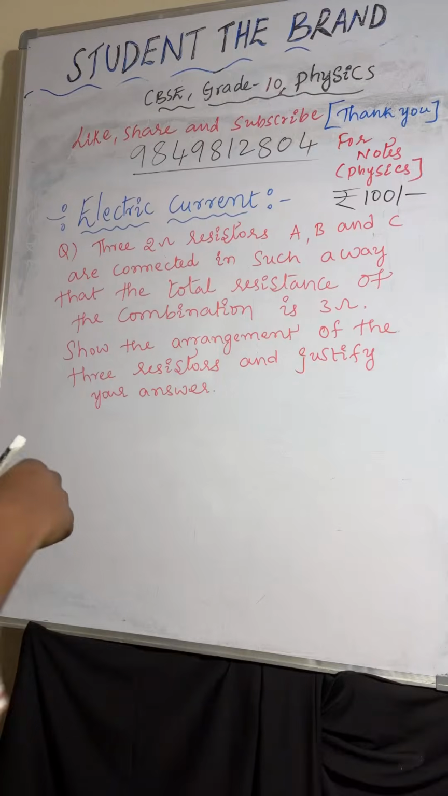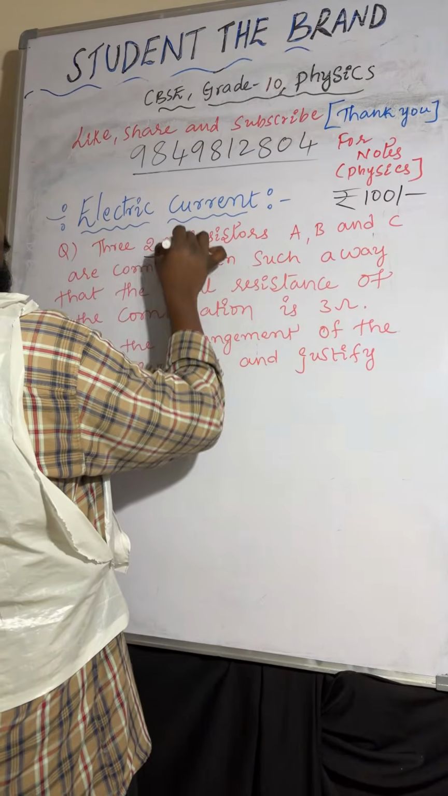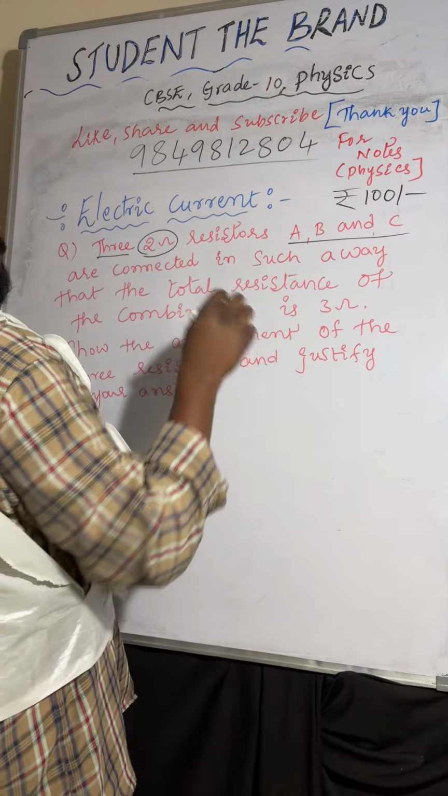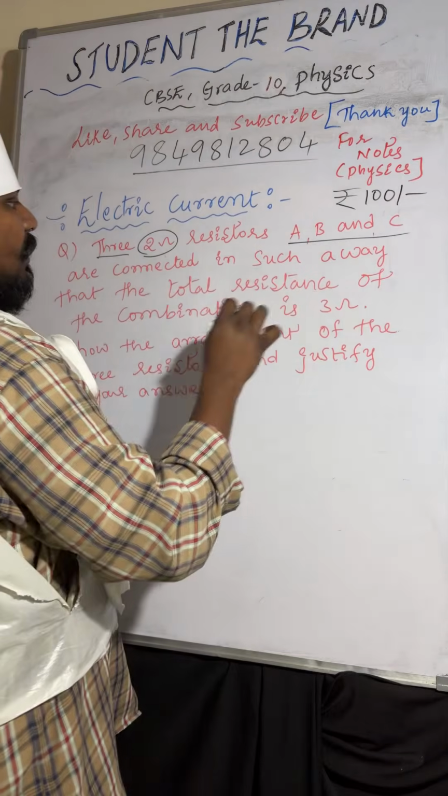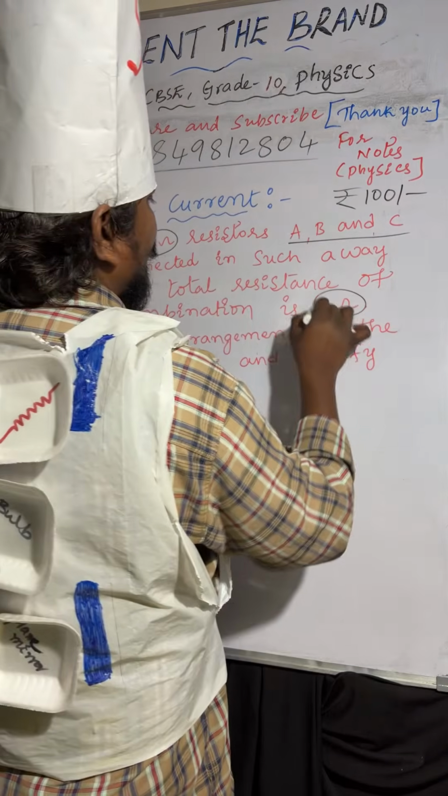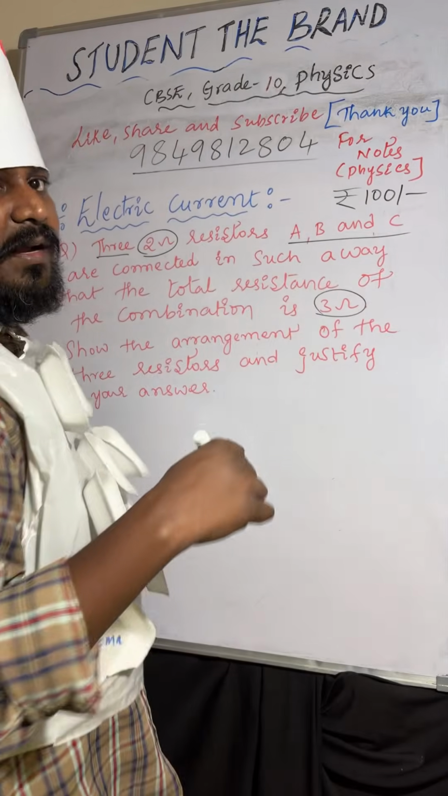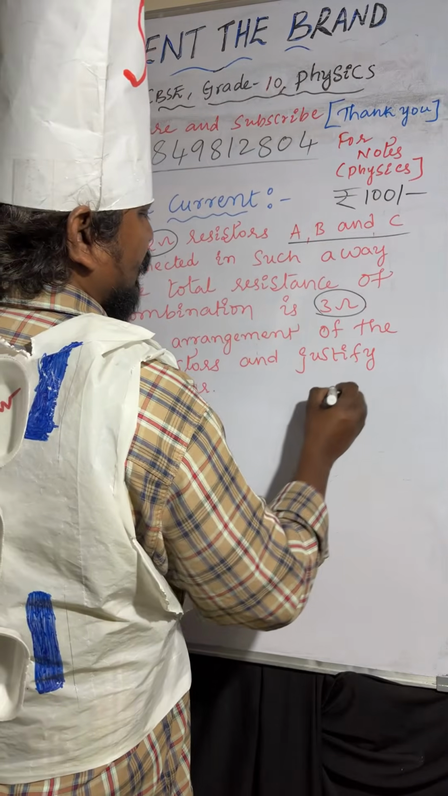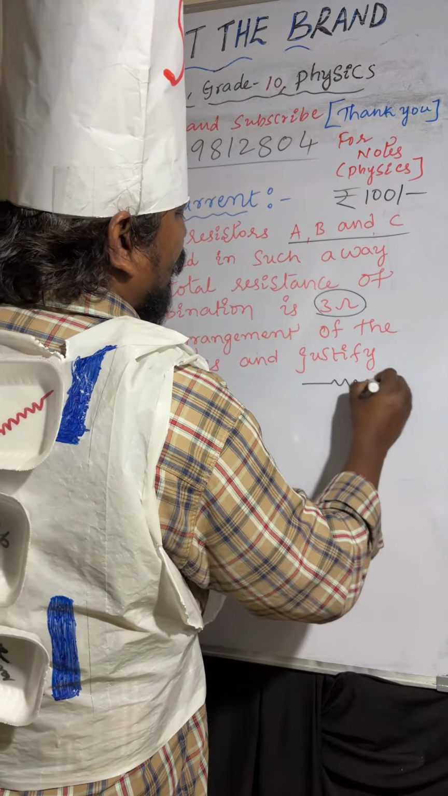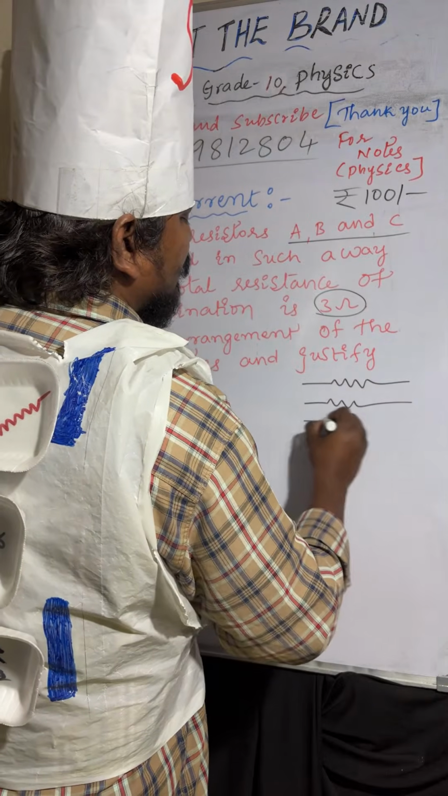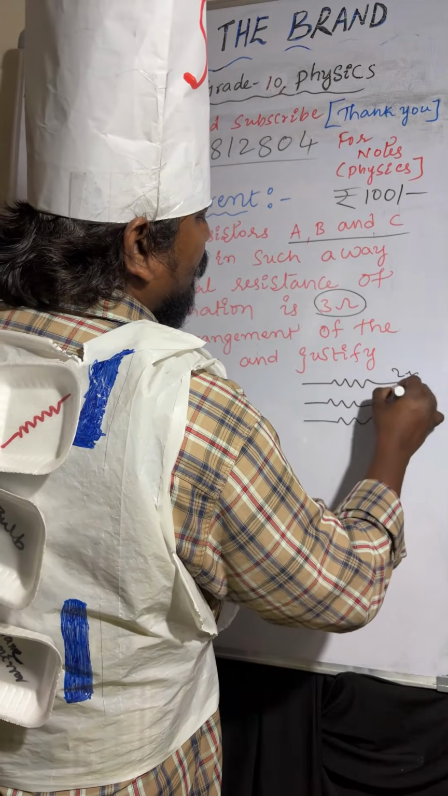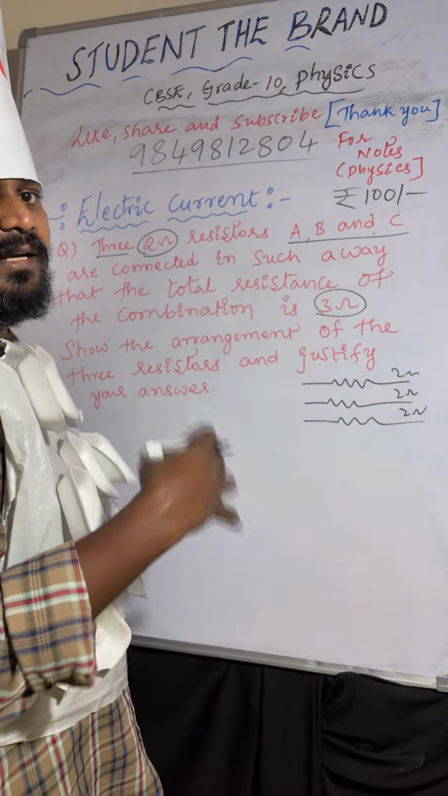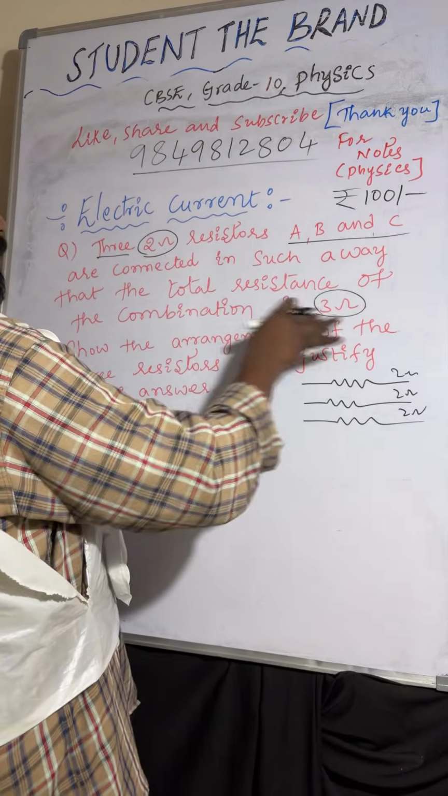So here you can observe, three 2 ohm resistors A, B, C are connected in such a way that total resistance of the combination is 3 ohm. Show the arrangement. So we have to show the arrangement. We have three resistors, 2 ohm, 2 ohm, 2 ohm, and we have to connect them to get 3 ohm.